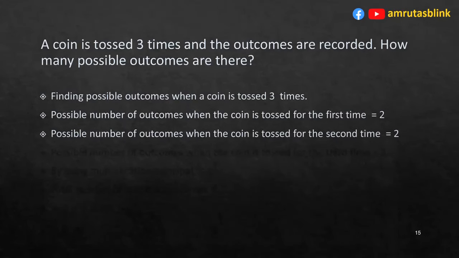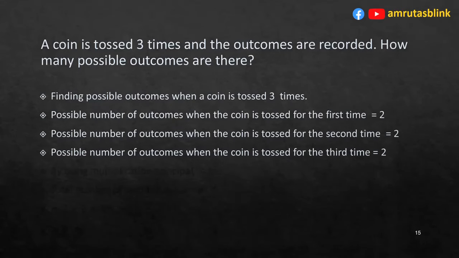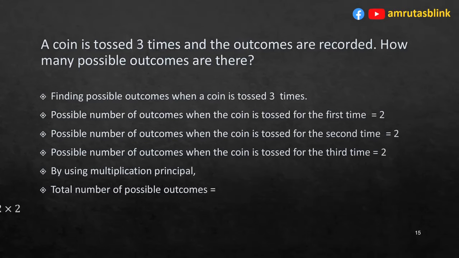So the possible number of outcomes when the same coin is tossed a second time is again head or tail, that is 2. When the same coin is tossed for the third time, the possible number of outcomes are also just 2, that is head or tail. So total number of outcomes are 2 into 2 into 2, that is nothing but 8.